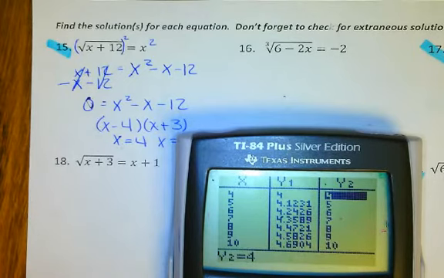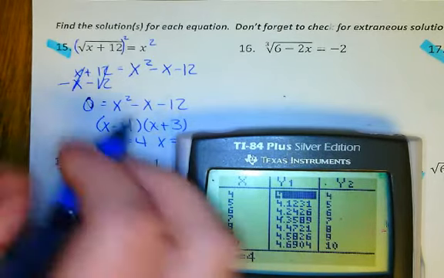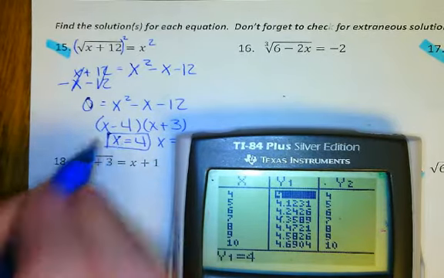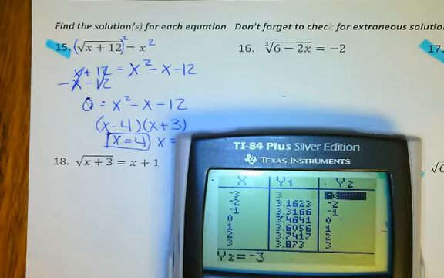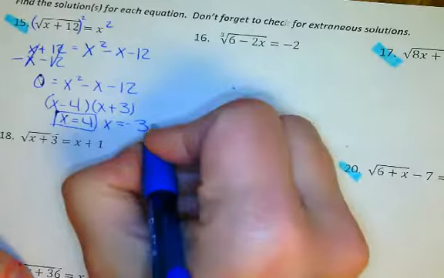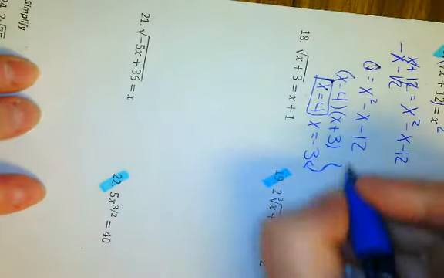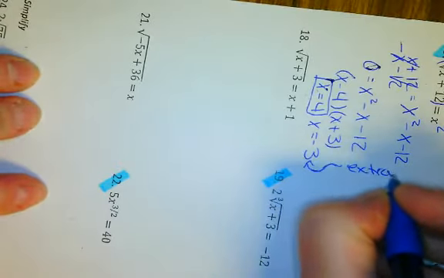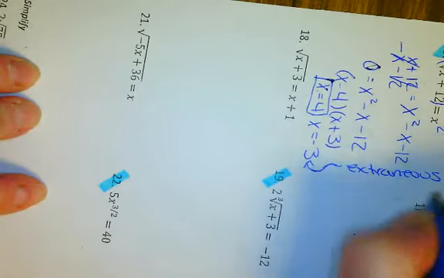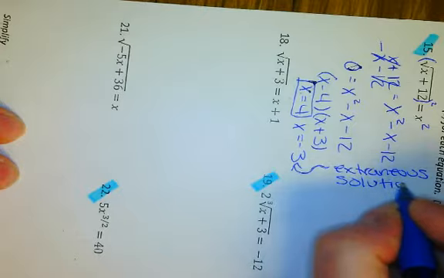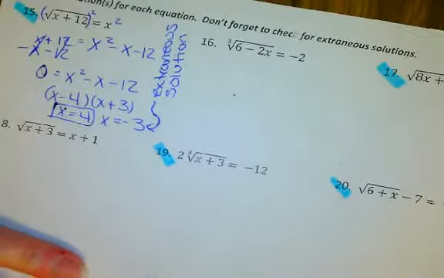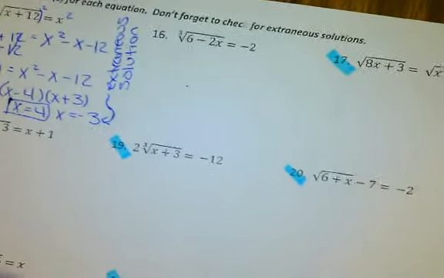Okay, 4 is definitely an answer, because y1 and y2 match, so that's an answer. So that's good. And now I'm going to check the negative 3. And you'll notice that these are opposites. So because those are opposites of each other, this is my extraneous solution. So x equals 4 is my only real solution there.